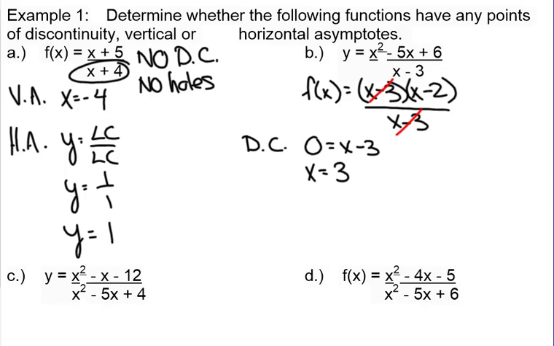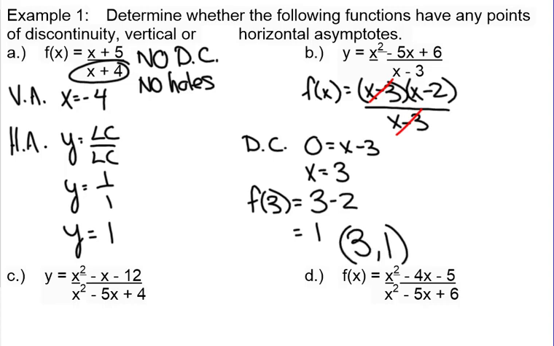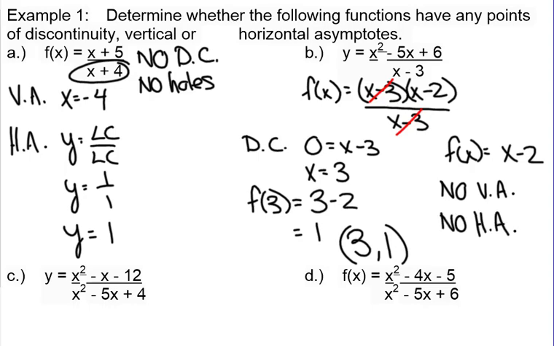And then we want to figure out f of 3 in our reduced function, which is just x subtract 2, so 3 subtract 2. That's 1. So our point of discontinuity is at (3, 1). Because when we simplified, we were left with x subtract 2. There are no vertical asymptotes because we don't have any x's in our denominator, and we have no horizontal asymptotes as well. That function, x subtract 2, is just a line.